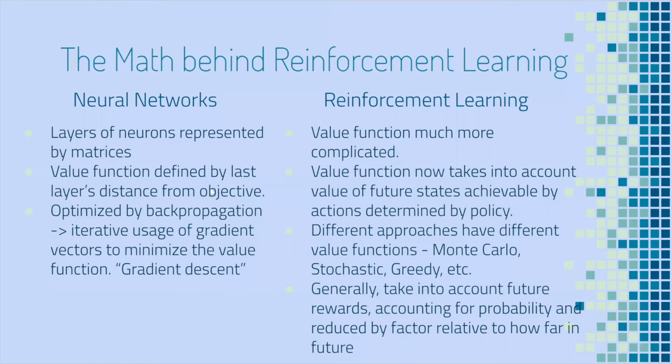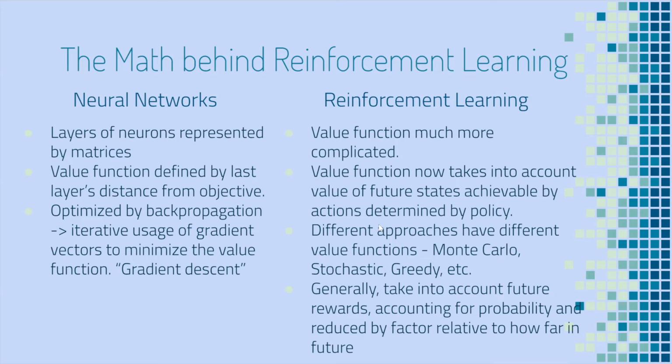The math behind reinforcement learning. Neural networks. Neural networks consist of layers of neurons represented by matrices, with matrix multiplication representing traversing through the neural network. The value function is then defined by the last layer's distance from the objective, with the objective being discretely known for any given input.